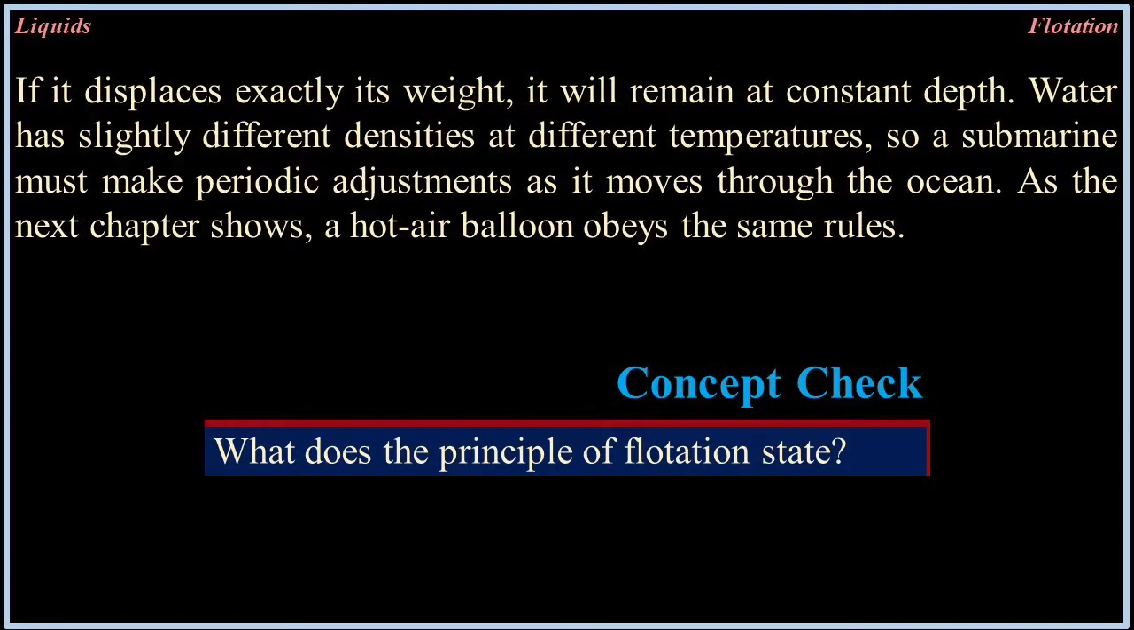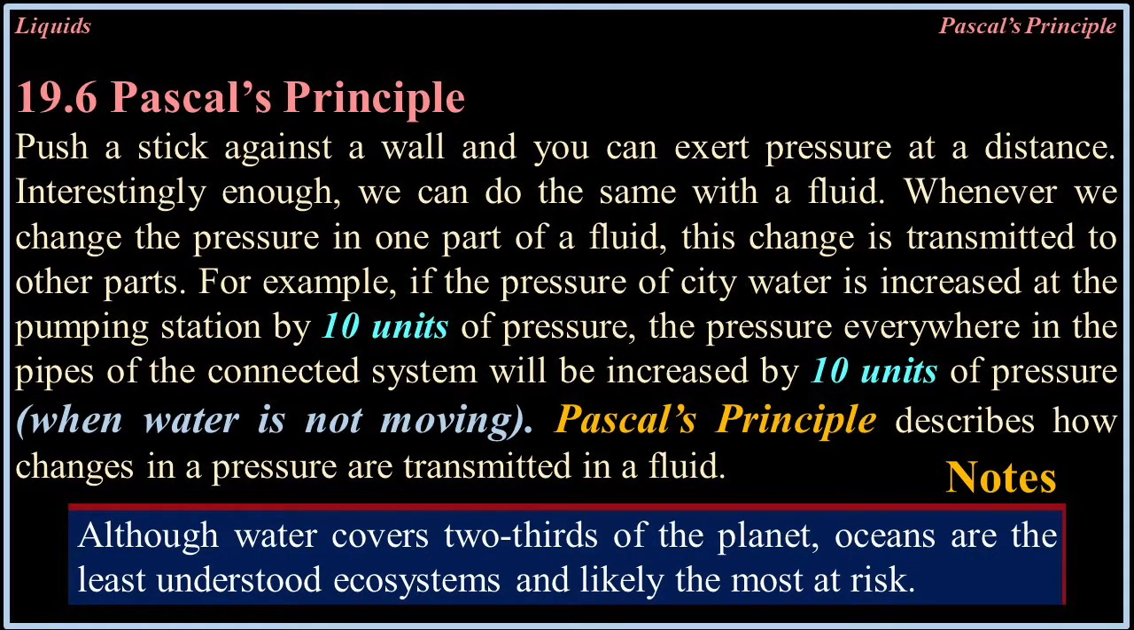Water has slightly different densities at different temperatures, so a submarine must make periodic adjustments as it moves through the ocean. As the next chapter shows, a hot air balloon obeys the same rules. Concept check: what does the principle of flotation state?